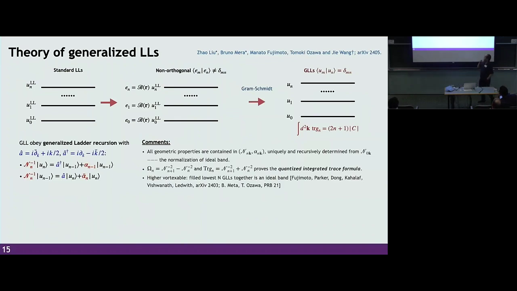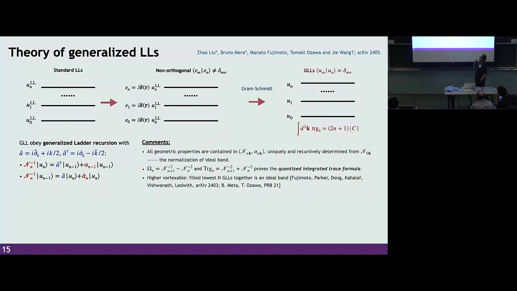So the underlying reason is the following. For the generalized Landau level, we can still use the ladder operator to go from one level to the higher. For example, the raising operator will only take u_{n-1} to u_n at most, and the lowering operator will only take u_n to u_{n-1}.